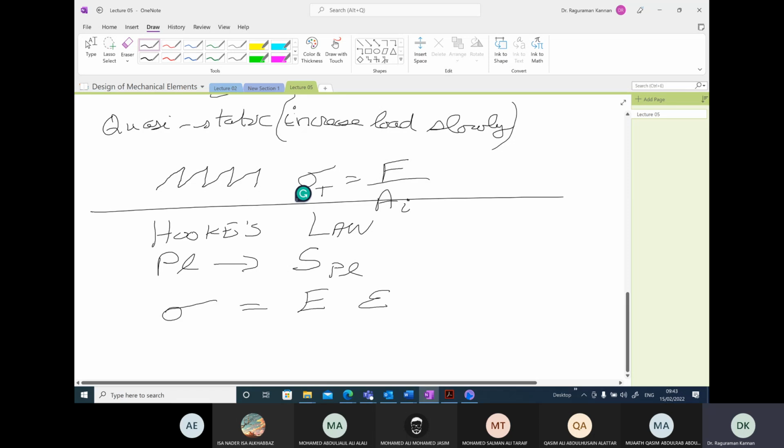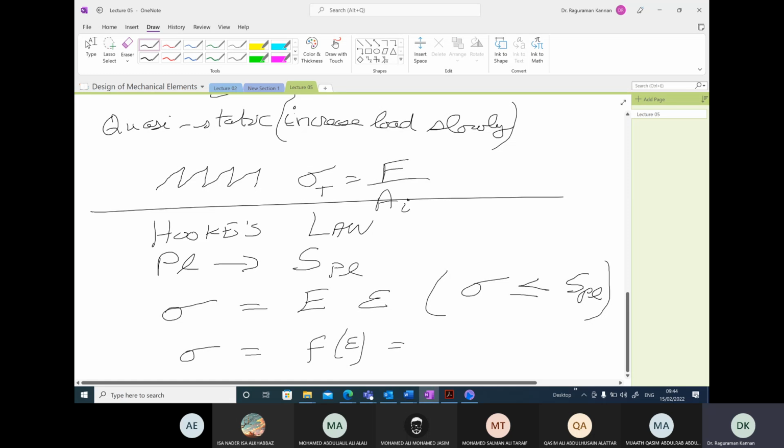This is called Hooke's law, at least 1D Hooke's law, and it is valid when your sigma is less than or equal to the stress at the proportional limit. If it is greater than the proportional limit, then this is not valid. Hooke's law is now no longer valid. We may have a nonlinear elastic region or a plastic deformation region where your sigma becomes a function of strain.